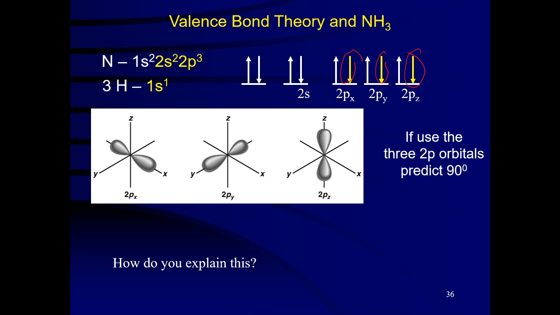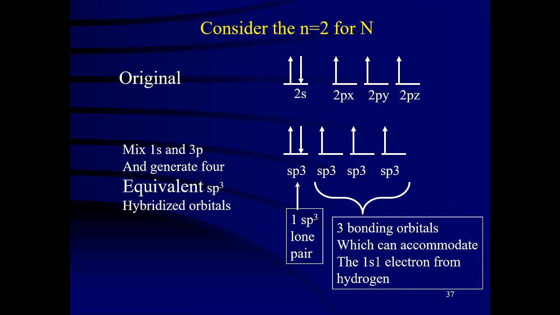And note that the bond angle in ammonia is 107. Now you know that an ideal tetrahedral is 109. So what it means is that this is more or less 2 degrees away from an ideal angle. Now the question is, how do you explain this? The answer is very simple.